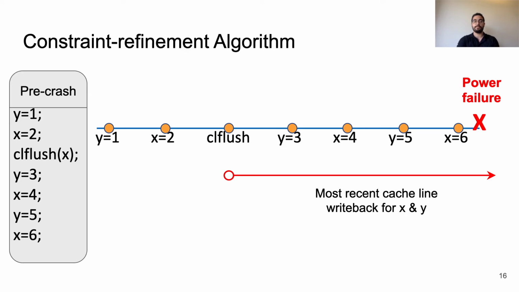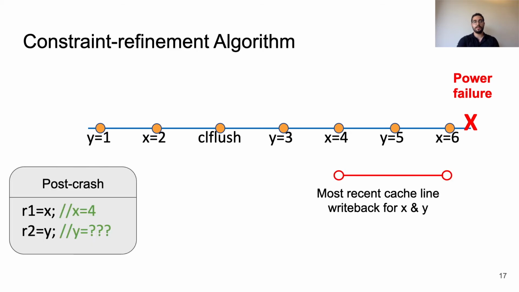After the CLFlush, the program performs the stores y equals 3, x equals 4, y equals 5, and x equals 6. Finally, power is lost and the program fails. The red interval indicates that when the machine is powered back up, the persistent storage may have the values 2, 4, and 6 for the variable x, and 1, 3, and 5 for the variable y that the post-crash execution potentially can read from.